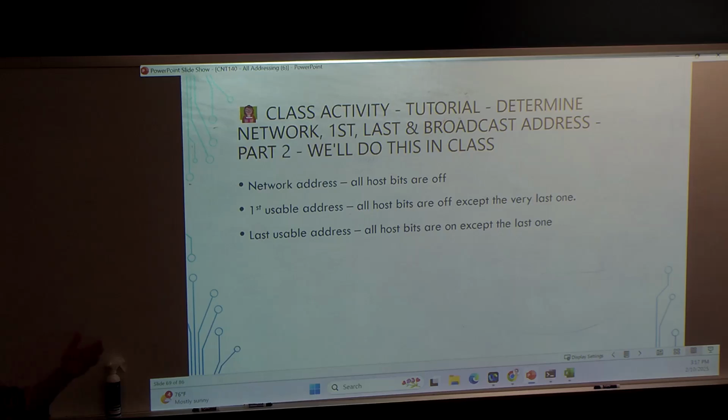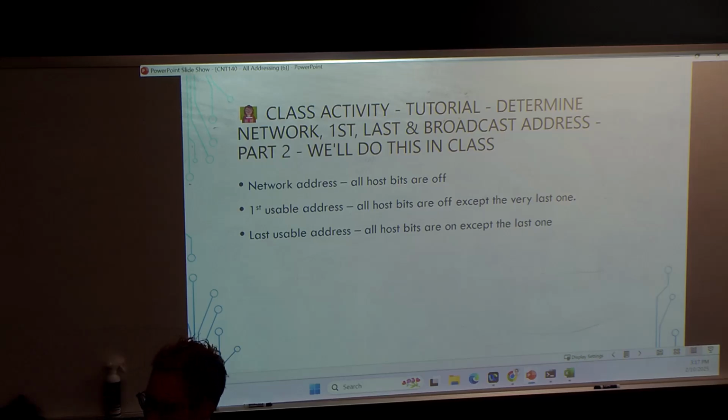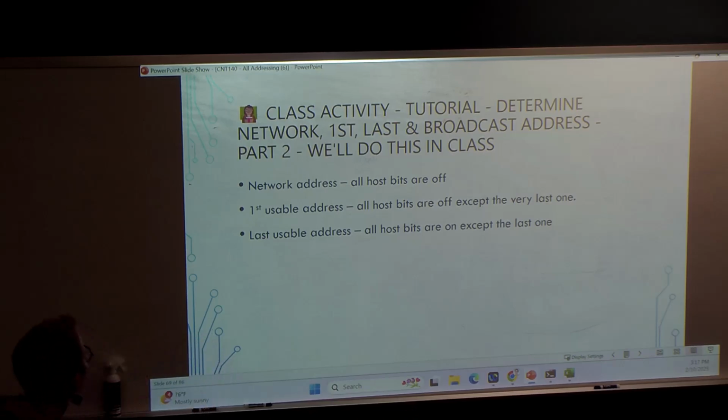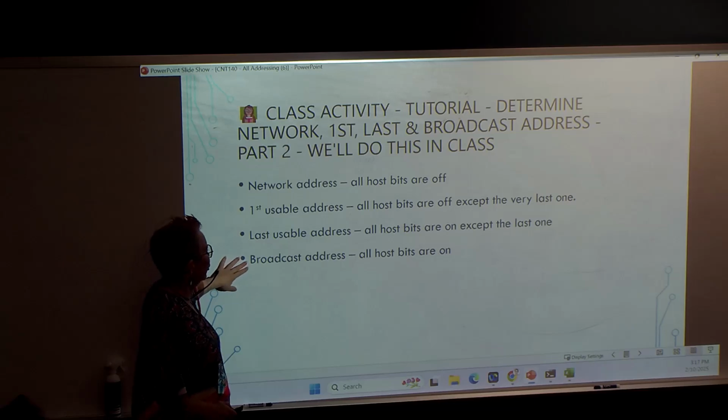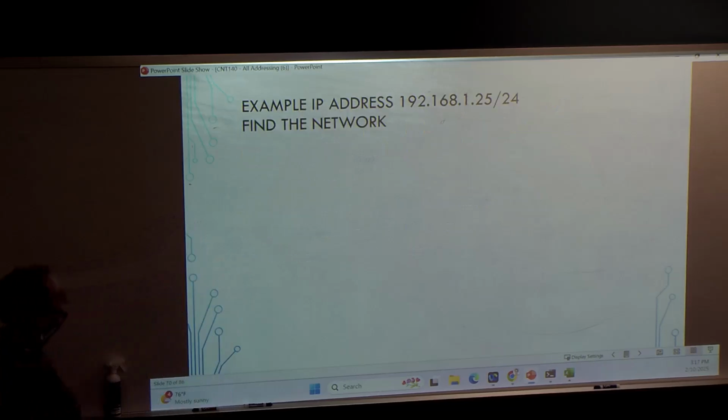And then the broadcast address, what do you think the broadcast is? What would the broadcast be? All the host bits are on. And can I use that address to assign to a PC? No. Because we reserve that address in order to send out broadcast messages. Does everybody understand that? It's used to broadcast, okay?